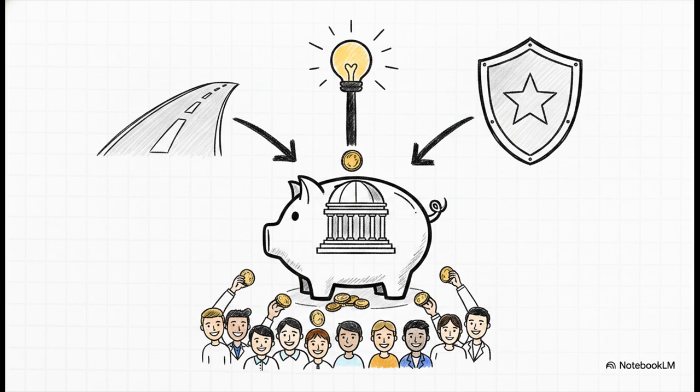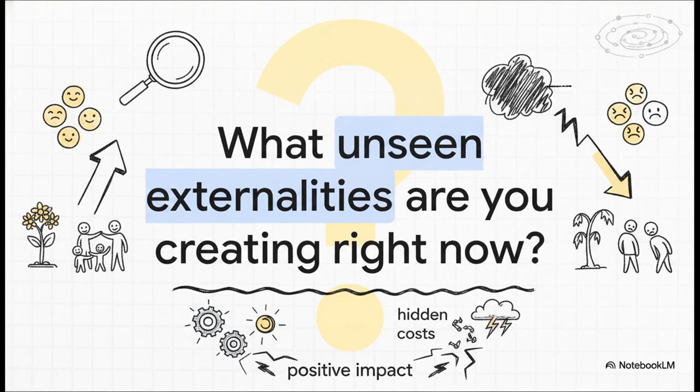As we wrap up this explainer, I really want to leave you with a question. Knowing what you know now about the invisible hand, about these major market failures, and the massive rippling effects of externalities, how are your daily choices impacting the bystanders around you? Are you unknowingly leaving behind a trail of hidden costs, or are you actually generating positive benefits for your community? The market might be blind to these effects, but now you certainly aren't.